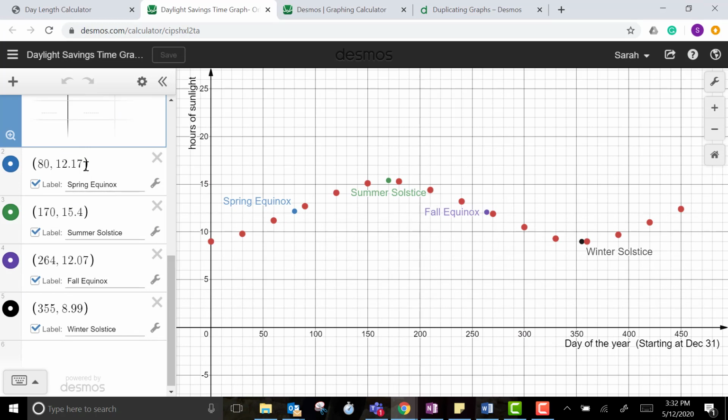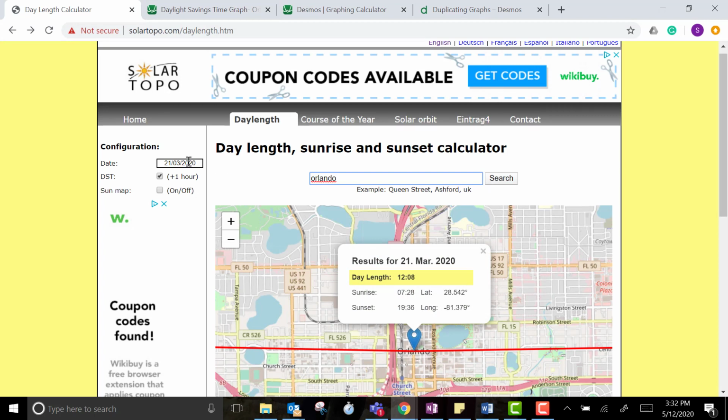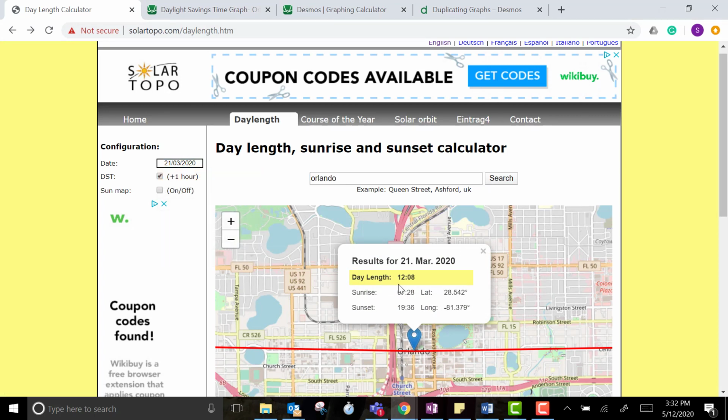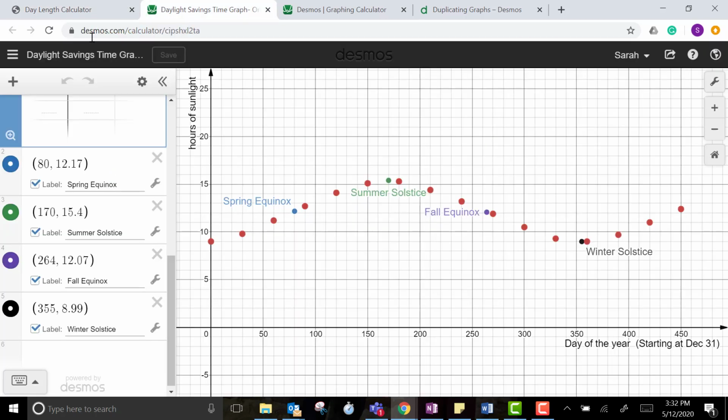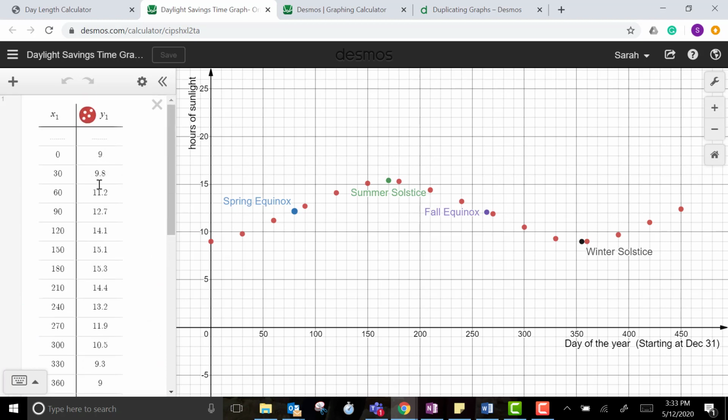So these values right now are for Toronto, but if I'm changing all my values towards Orlando, I might type in Orlando. And then let's see what happened on March 21st. It says that my day length for Orlando was 12 hours and 8 minutes. So I would manipulate this point right here for spring equinox in order to correspond to that value. I would also be manipulating all of these Y values, or all these outputs, to correspond with Orlando times.